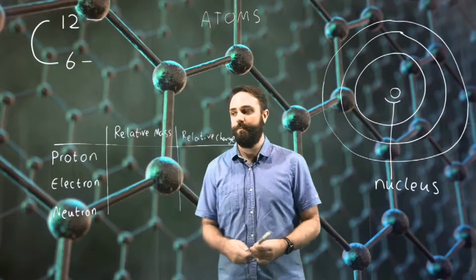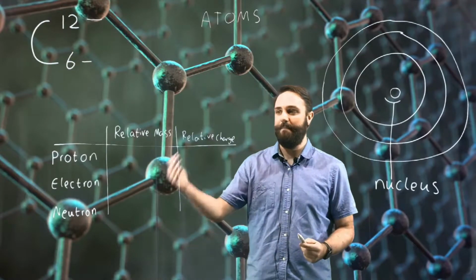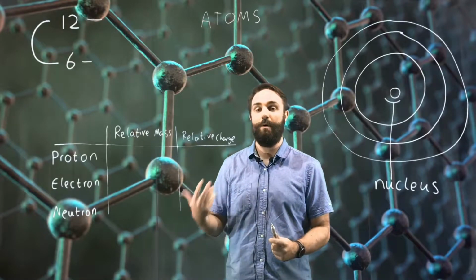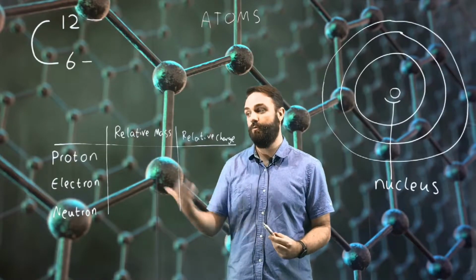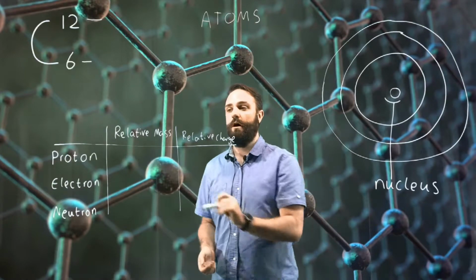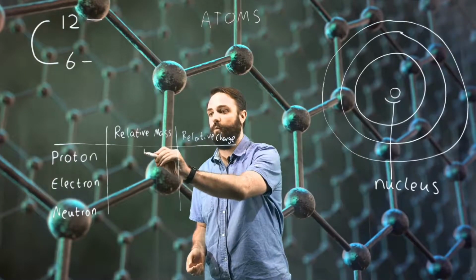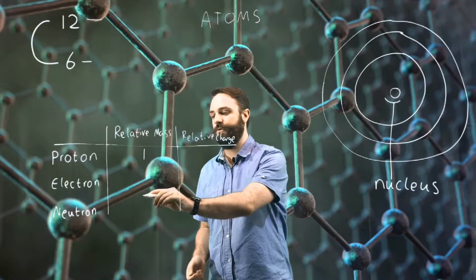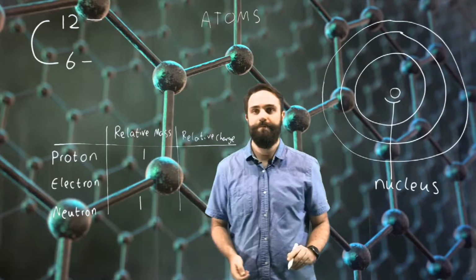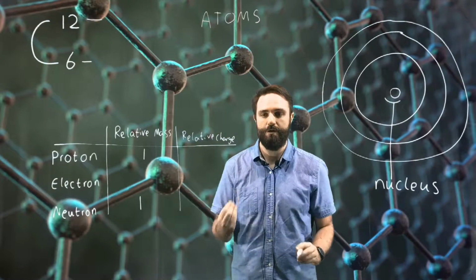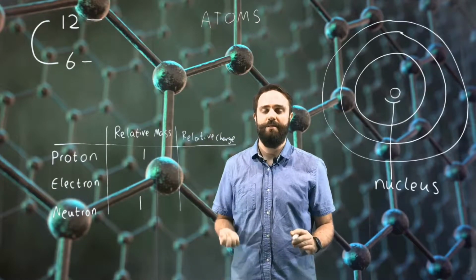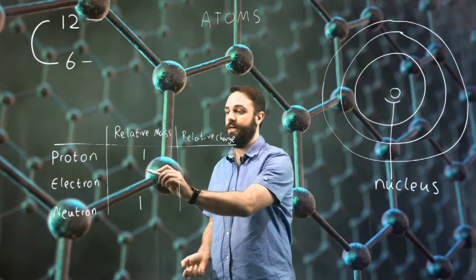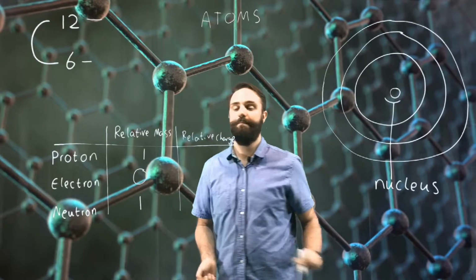The 3 subatomic particles are differentiated by their mass and their charge. Their relative mass is how heavy they are in relation to, well, a proton. So a proton has a relative mass of 1. A neutron has exactly the same mass as a proton, so we say it also has a mass of 1. An electron is much, much smaller and much, much lighter than a proton or a neutron. It does have a mass, but for our purposes, we'll say that its mass is 0.